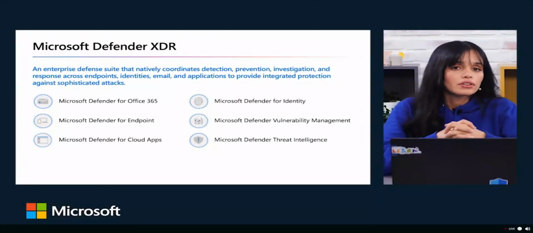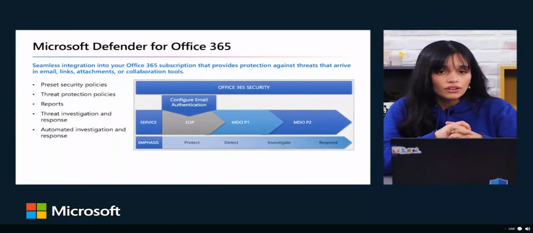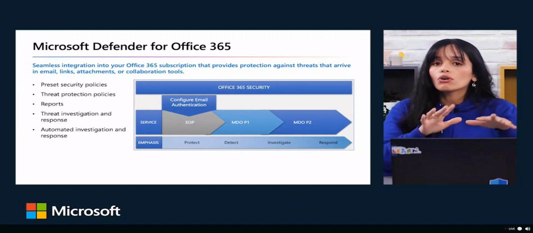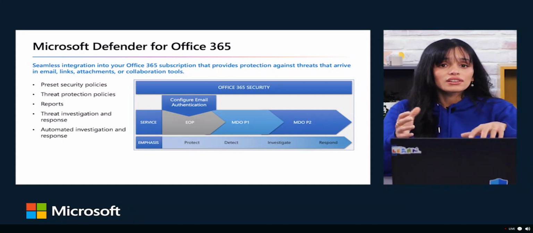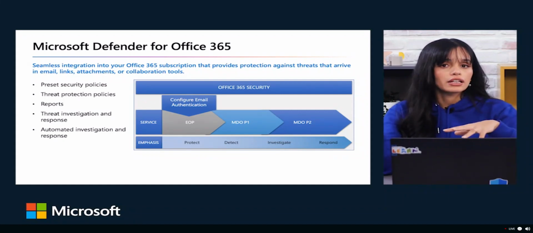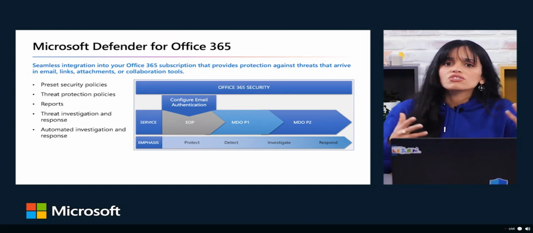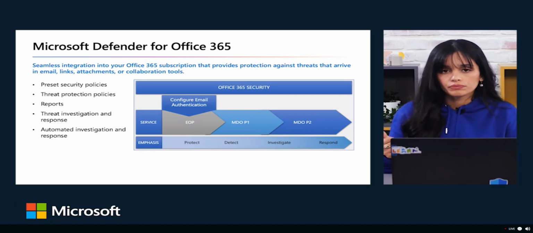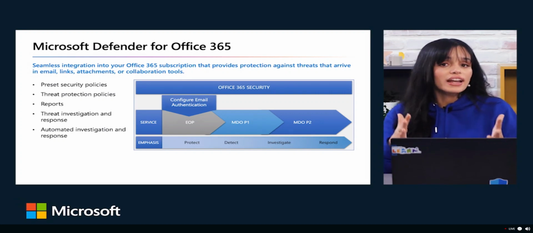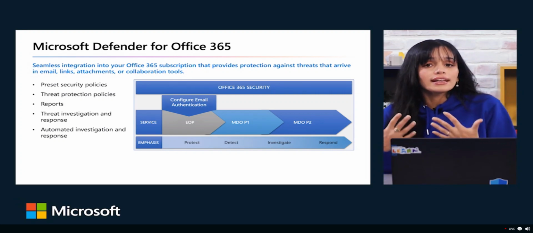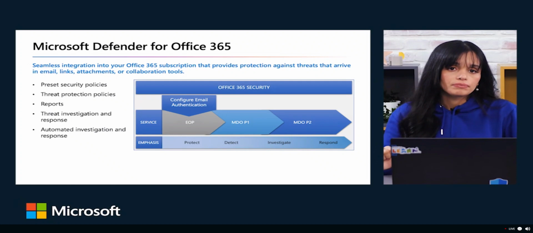Let's start with Microsoft Defender for Office 365. Microsoft Defender for Office 365 is a seamless integration into your Office 365 subscription that provides protection against threats that arrive in emails, links like URLs, attachments, or collaboration tools such as SharePoint, Teams, and Outlook. Defender for Office 365 provides real-time views of threats and tools you can use to stay ahead of potential threats. It comes with five features.